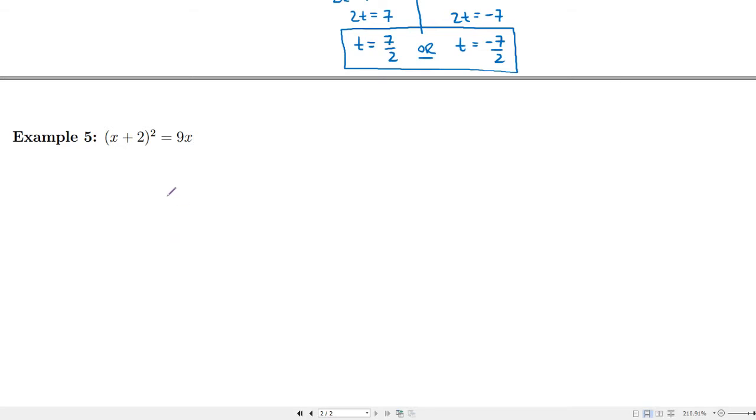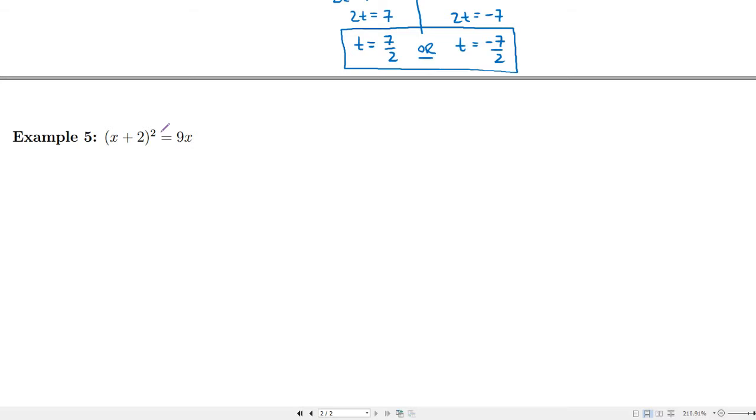Moving on to our next example, we have x plus 2 squared is equal to 9x. So we're trying to solve and find the x values that make this a valid equation. And here is where we really have to be very careful. It's very tempting to try to use some property, since the left-hand side is already factored. This is x plus 2 times x plus 2. And the right-hand side is essentially factored. So maybe we could do something with those two factorizations.